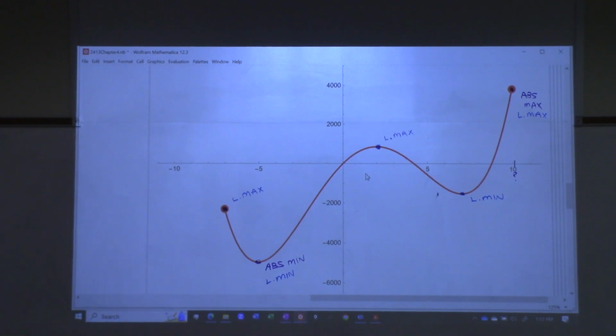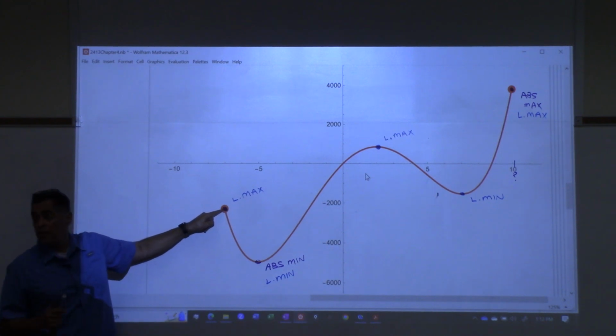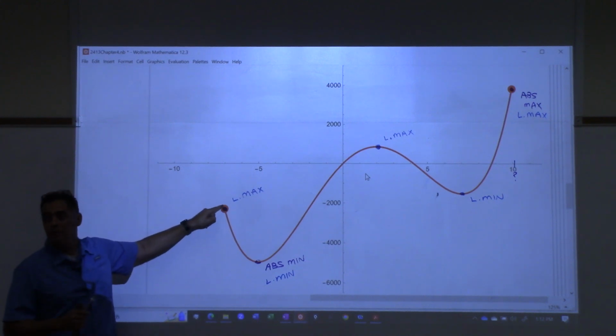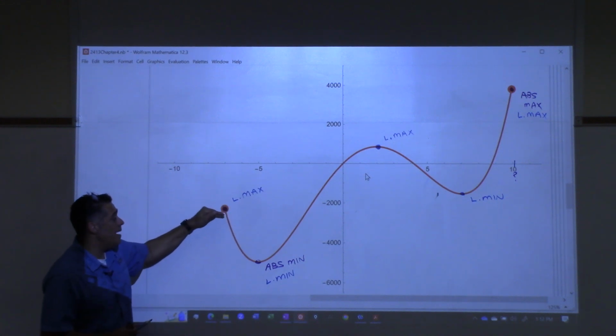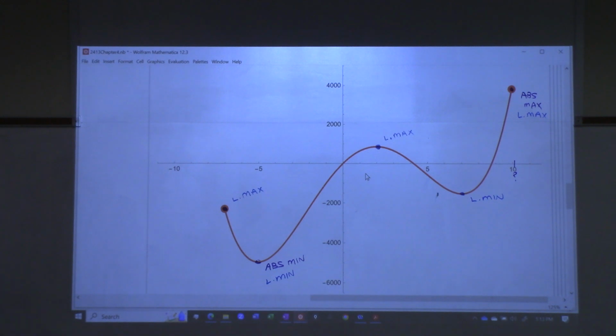What about the endpoints? Well, it's going to be one or the other. So you can't say that this is a local minimum because it would have to be the lowest point near here. And if I go to the right, everything's below it. So this is a max, local max. So that's it. That's all we've got. Okay? Geometrically, does this make sense?